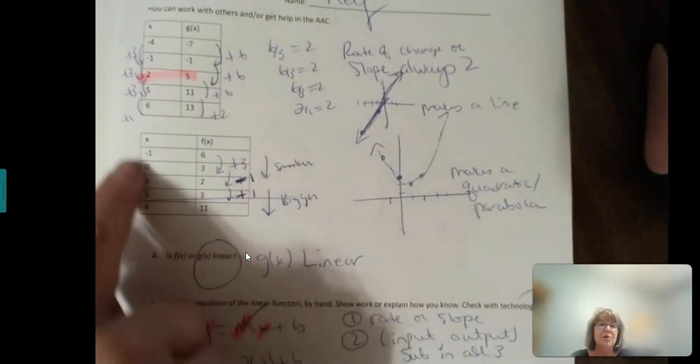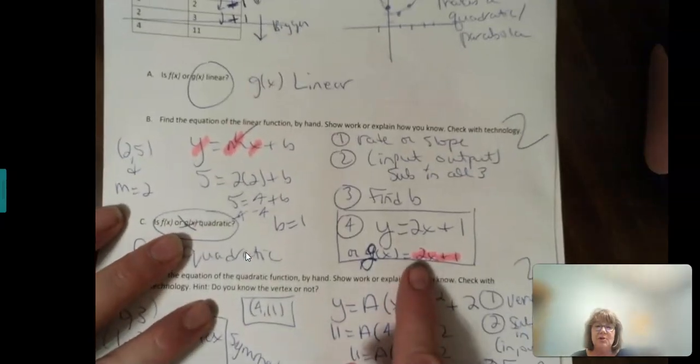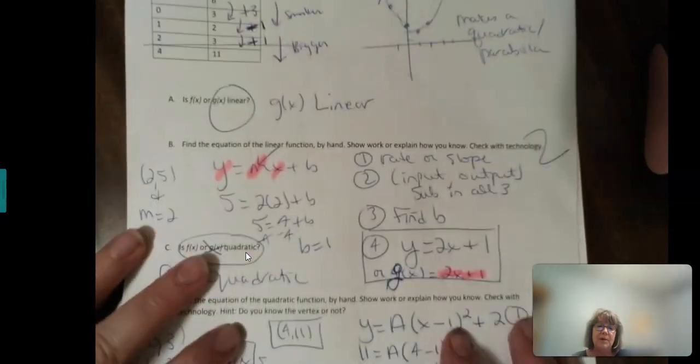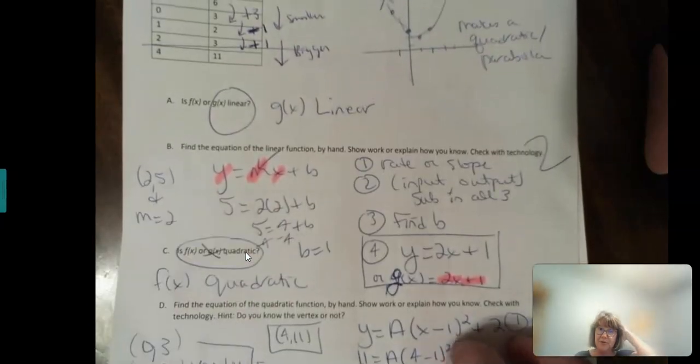Now, how do I know if I'm right? Well, you have a boatload of input, so pick a point like 6. Let's sub it in. 2 times 6 is 12 plus 1 is 13. Yay, it gives me the right output. I could also graph it in decimals.